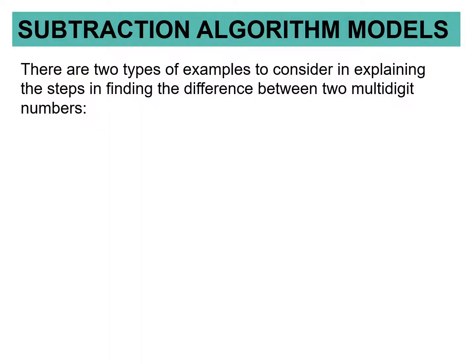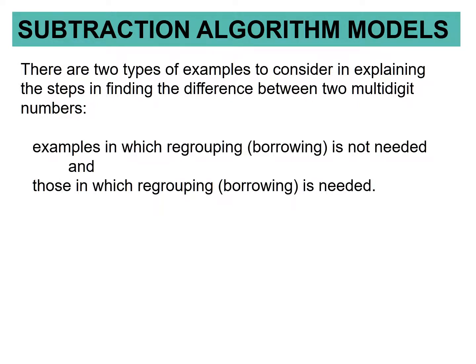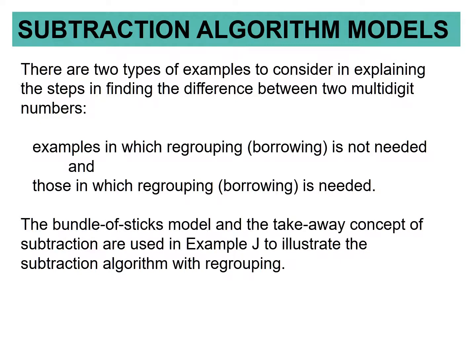Now if we're going to do an algorithm where we don't actually draw the picture but we do a step-by-step calculation, there are 2 types of examples to consider. One is examples where you have to borrow, where you're going to have to regroup in order to perform the subtraction, and those where you don't have to. So here's one where, instead of base 10 blocks, we'll use the bundle of sticks method. This is an example from your book, to illustrate what you have to do when you're regrouping.